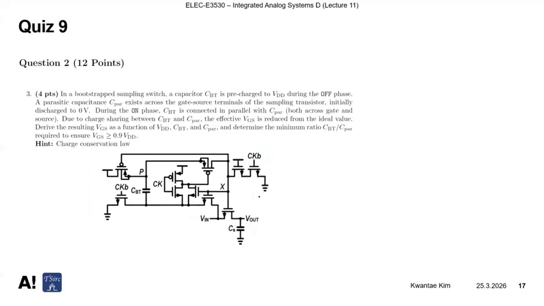Okay, so now we have the next question. In a bootstrapped sampling switch, a capacitor CBT is pre-charged to VDD during the off phase, and parasitic capacitance C parasitic exists across the gate-source terminals of the sampling transistor, initially discharged to 0 volt. So this is a bootstrapped switch question. So we have a capacitor here because of the gate to source voltage of the MOSFET transistor.